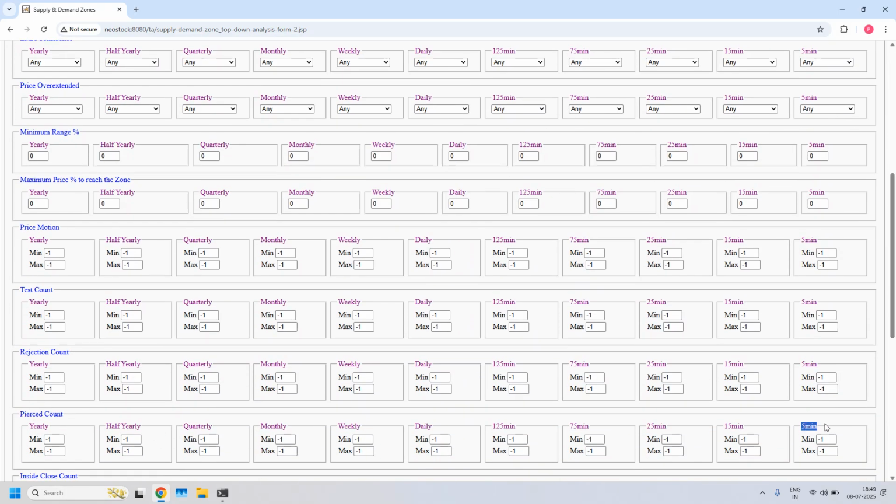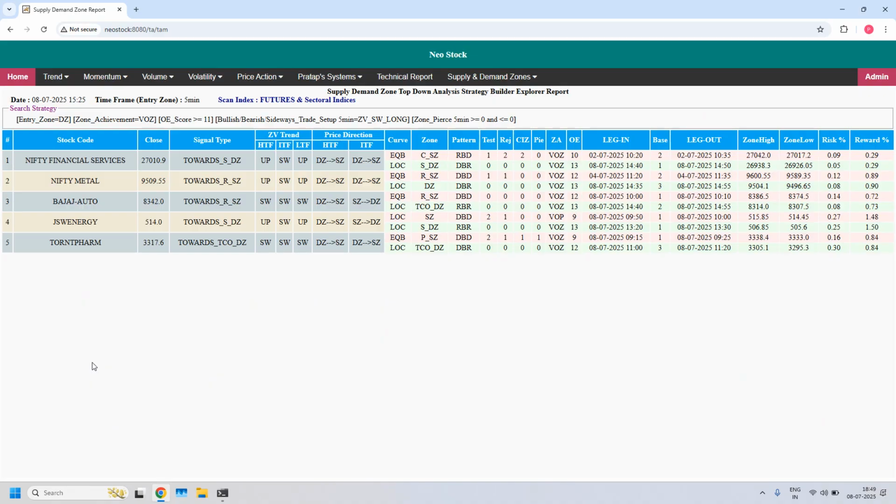So pierced count 5 minutes, minimum value 0, maximum value 0. That means the zone is not pierced. So we got 5 stocks. And at the entry time frame, these 5 stocks are supporting the hourly income trade sideways long trade setup. Entry time frame zones are 5 minutes demand zones.